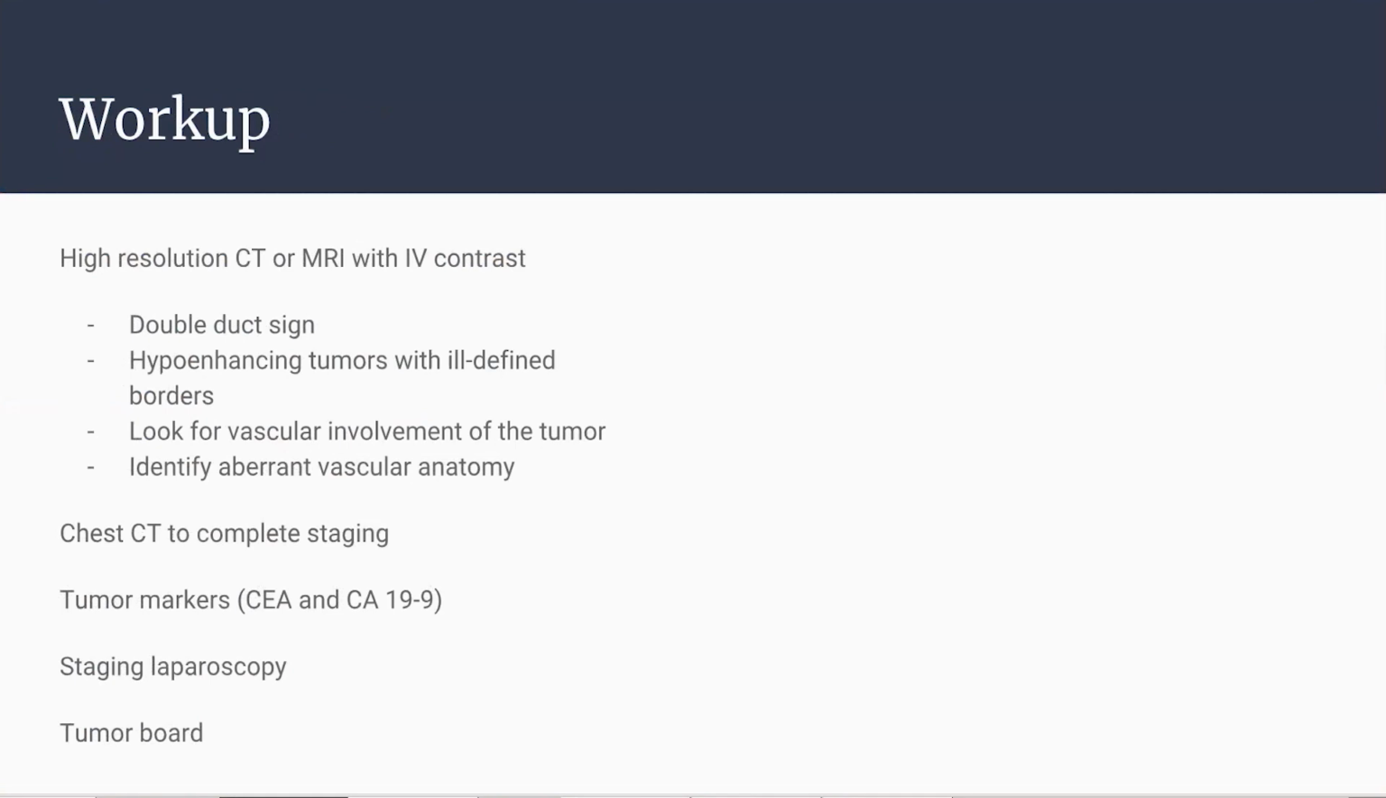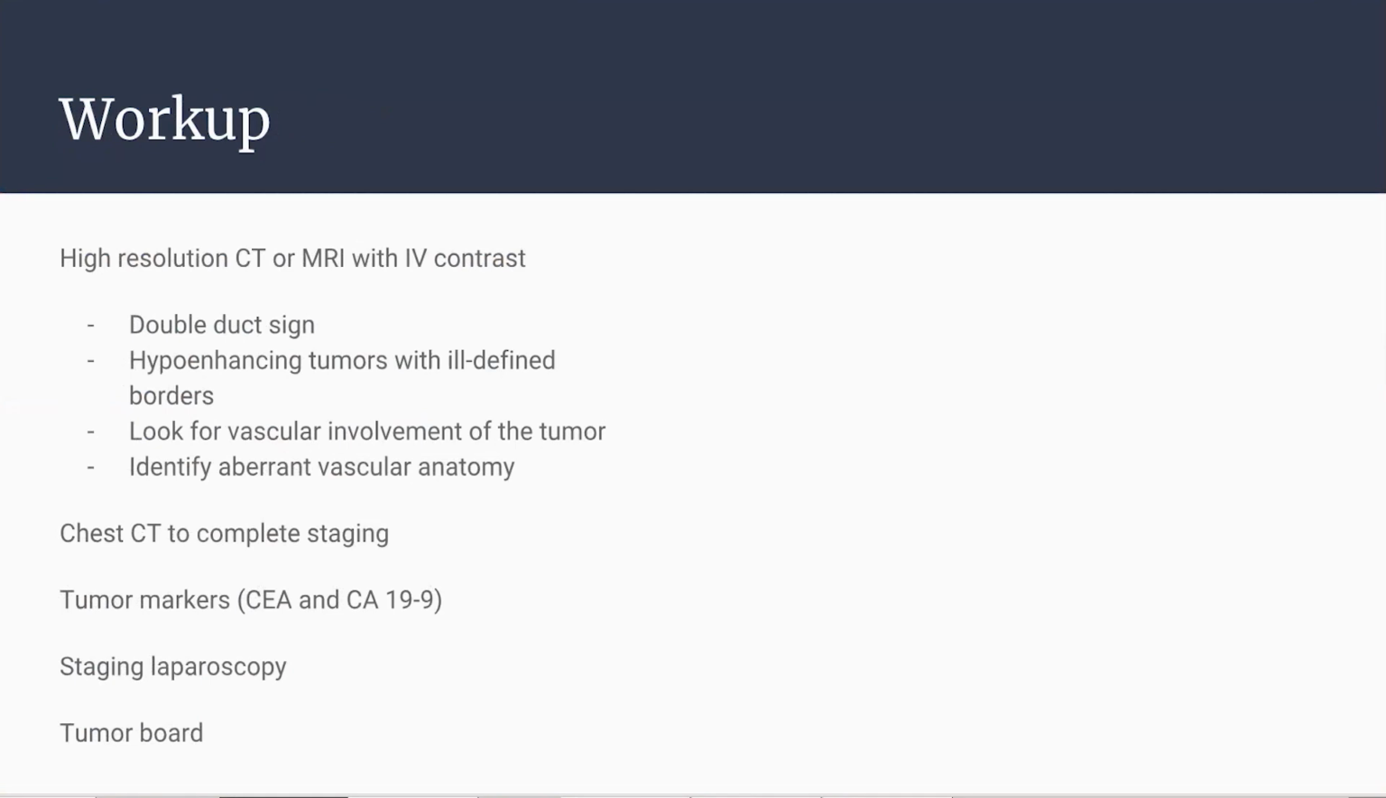Metastatic disease most often occurs in the liver and the lung. Therefore, to complete staging, imaging of the chest should be obtained. Chest CT is ideal, but at the very least, a good quality PA and lateral chest X-ray should be obtained. And if there is anything suspicious on that, then a chest CT can be performed.